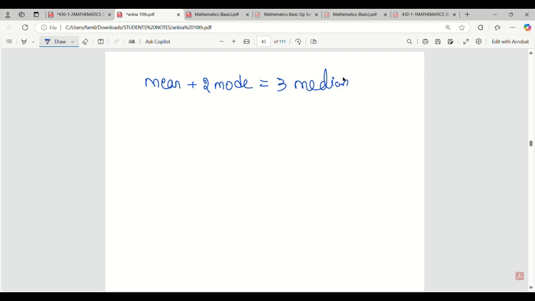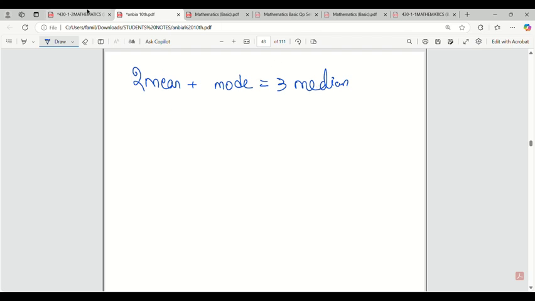This is the formula which we are having. Oh, sorry. It's 2 times mean plus mode that will give you 3 times median. Okay, this is what we are having.